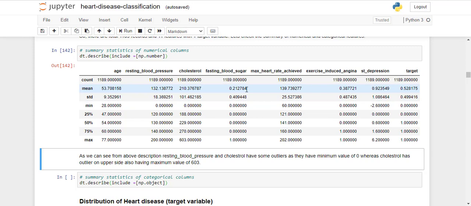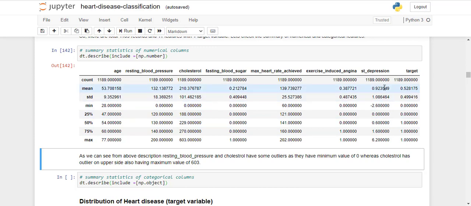So max heart rate is around 139. Okay, this is quite high. Next, exercise induced angina. Its value also ranges between 0 and 1, and it is less than 0.5, meaning most of the patients do not have exercise induced angina. Now ST depression is a continuous variable, and its value ranges from a minimum of minus 2.6 to a maximum of 6.2, and the average is around 0.92. So it is on the lower side.